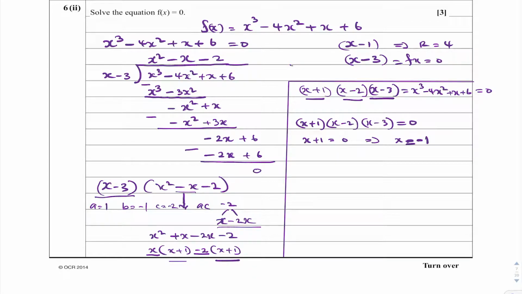So that's the first one. And the second one is X minus 2 equal to 0, and that implies X equals 2. And the third one, X minus 3 equal to 0, that implies X equals 3. So the solutions are X equals minus 1, 2, and 3.